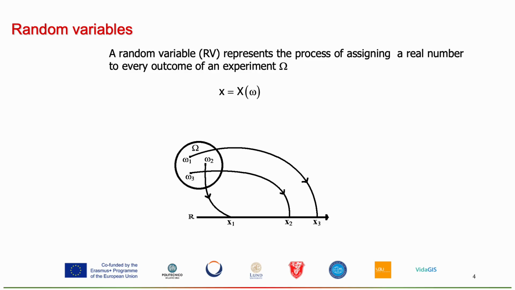So we have an experiment capital Omega, we have possible outcomes of the experiment that in this picture are named omega 1, omega 2, omega 3. To each one of these outcomes we can assign a corresponding real number on the real axis. So for omega 1 we have x1, for omega 2 we have x2, and for omega 3 we have x3.